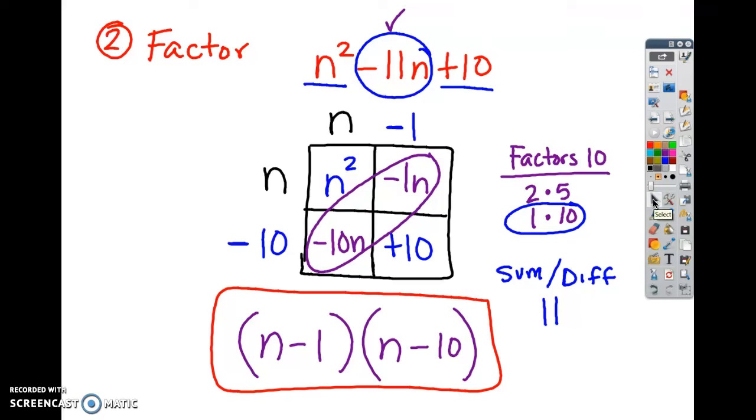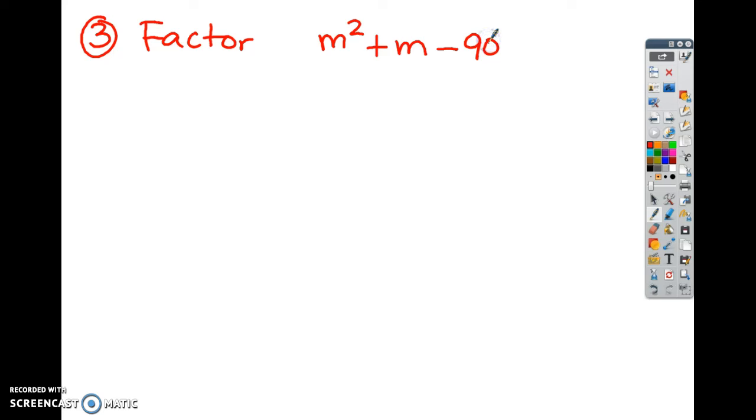Let's work another problem out. Let's do problem number 3 on the Kuta worksheet. Problem number 3, we are to factor m squared plus m minus 90.